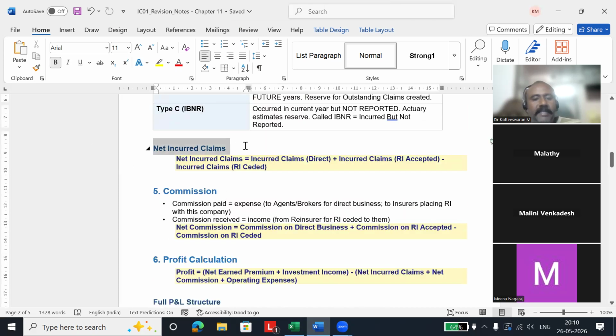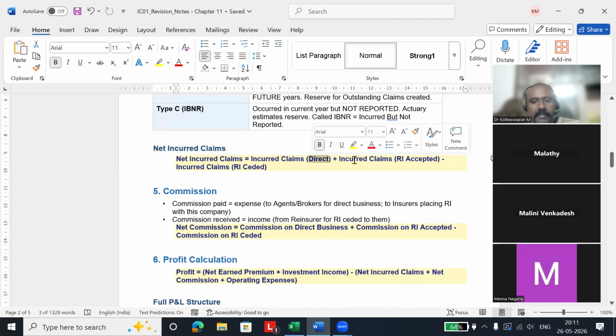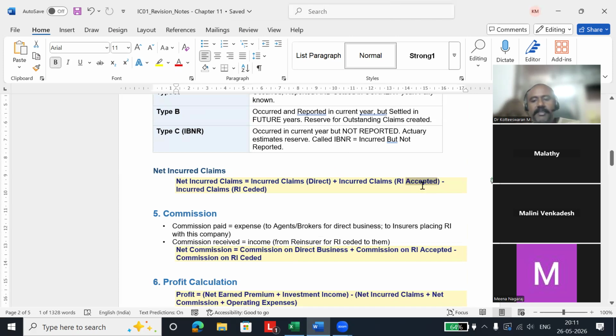So finally, net incurred claims. And what is net incurred claims? Claims incurred, direct incurred claims. Okay, RI accepted. RI is reinsurance accepted, then reinsurance ceded. It is the same as what we saw in premium. So incurred claims plus accepted reinsurance and minus ceded reinsurance. That is the final net incurred claims.